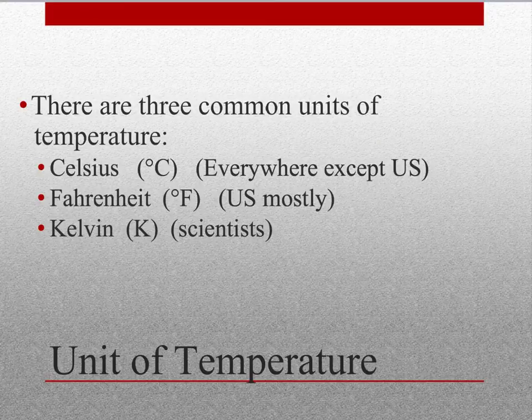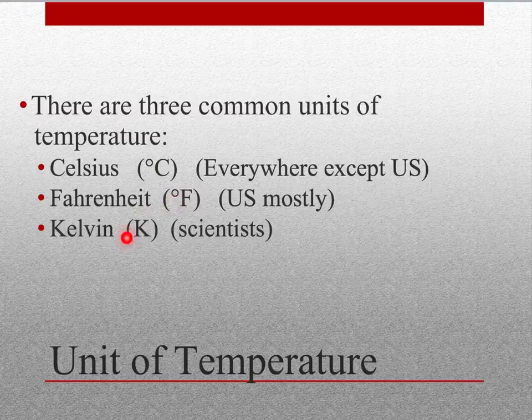So talking about temperature, there are 3 common units of temperature that we use. We have degrees Celsius, which is used everywhere except the U.S. We have degrees Fahrenheit, which is used mostly in the U.S., and then we have kelvins, which is pretty strictly used by scientists. And I just want you to know real fast, we use degrees Celsius, degrees Fahrenheit, but we do not say degrees Kelvin. Degrees Kelvin is wrong. We just say Kelvin.